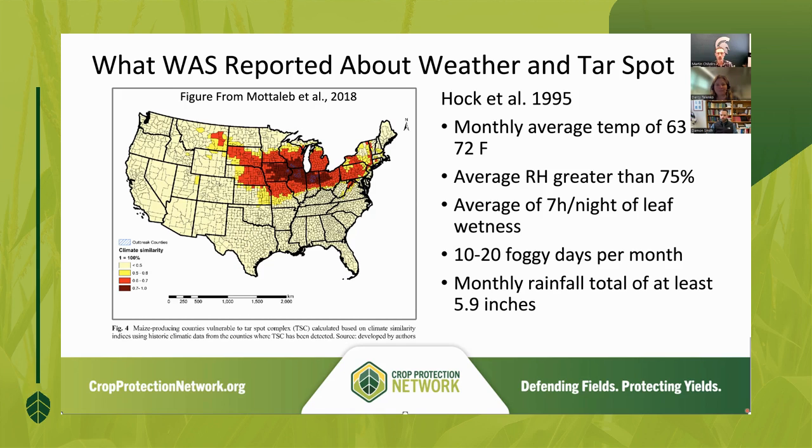This Hock paper really describes what they found: monthly average temperatures of 63 to 72 Fahrenheit. So we figured it'd be a moderate temperature disease. And then a lot of leaf wetness indicators.